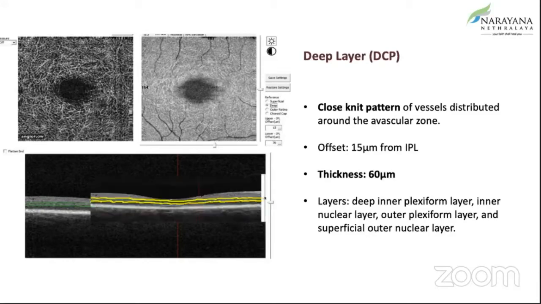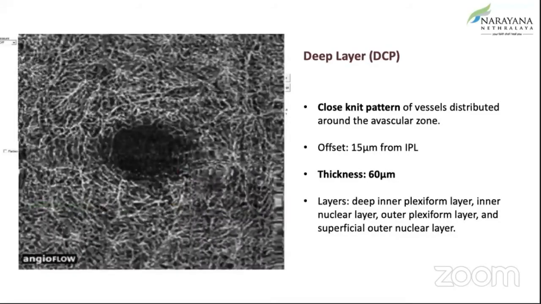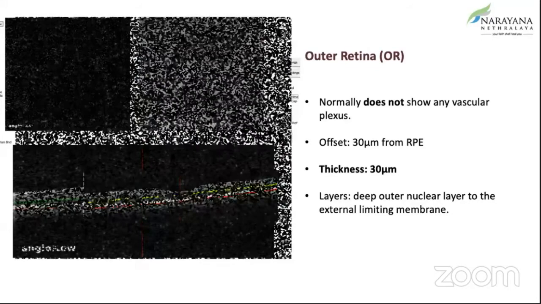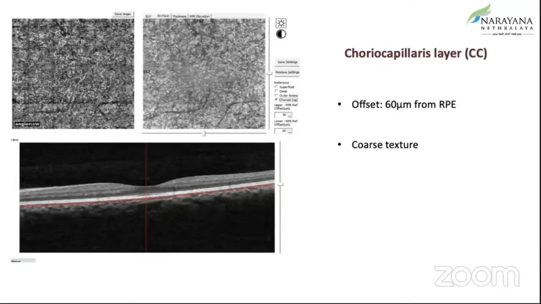What you see here are the deep inner plexiform layer, the inner nuclear layer, outer plexiform, and the superficial outer nuclear layer. So here you're seeing a very close-knit pattern of the vessels. Then there's the outer retina. Here you normally don't see any vascular plexus. The offset is about 30 microns from the RPE. Thickness is again 30 microns. And the layers that you see here are the deep outer nuclear to the external limiting layer. Here no vascular plexus is visible.